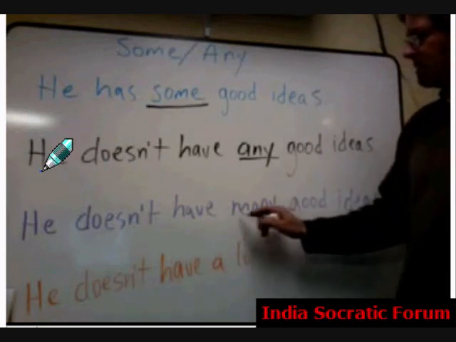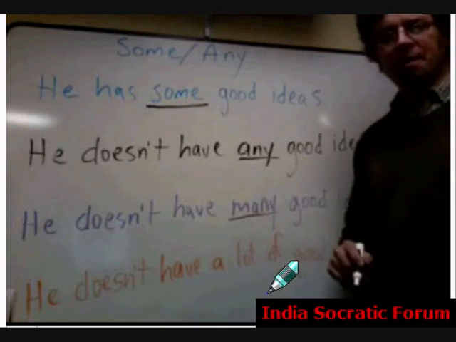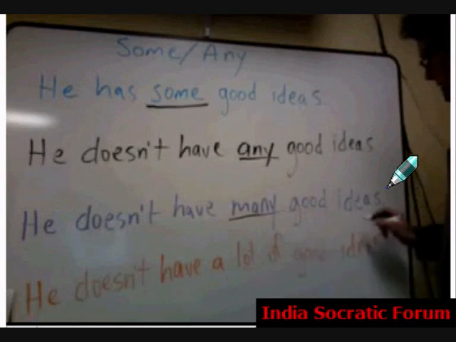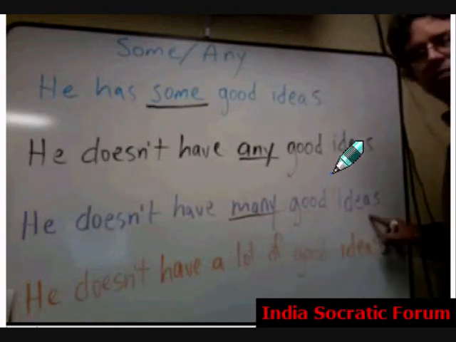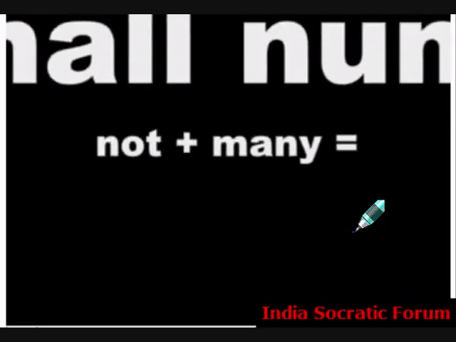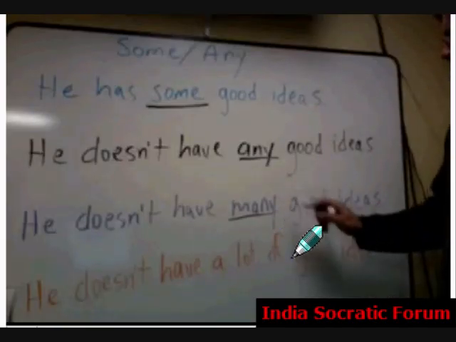If it is a small number, we will use many. Doesn't have many good ideas. If you say he doesn't have any good ideas, that means he has 0 ideas. If you say he doesn't have many good ideas, it means he has a small number: not plus many, a small number.